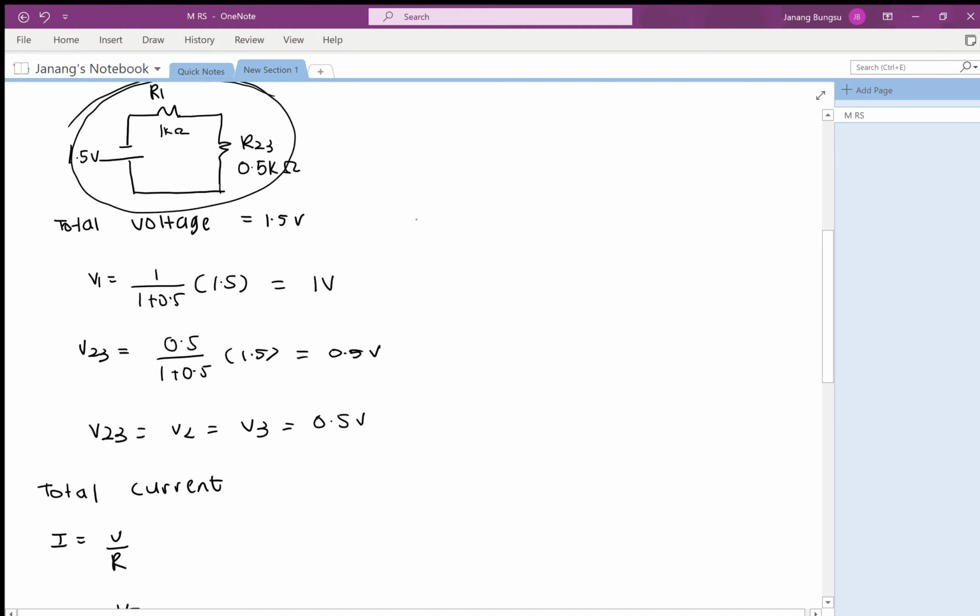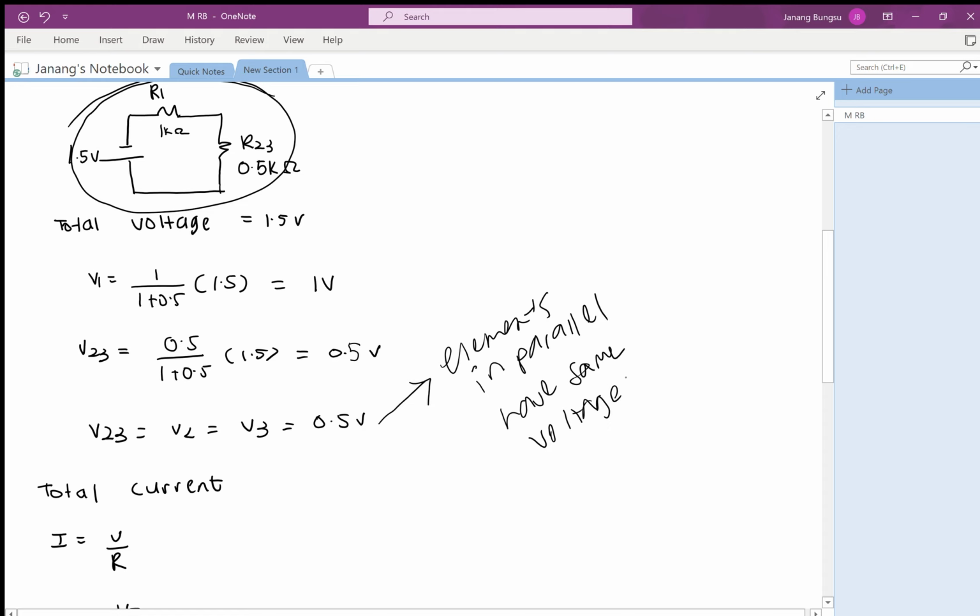From here we can say that the total voltage of this circuit is equal to 1.5 volts. We find V1 by using VDR. Then we have V1 is equal to 1 volt. Next, we can also find V23 by using VDR, so that gives us 0.5 volts. As we all know, elements that are connected in parallel have the same voltage value. Therefore, V23 is equal to V2 is equal to V3 and is equal to 0.5 volts.